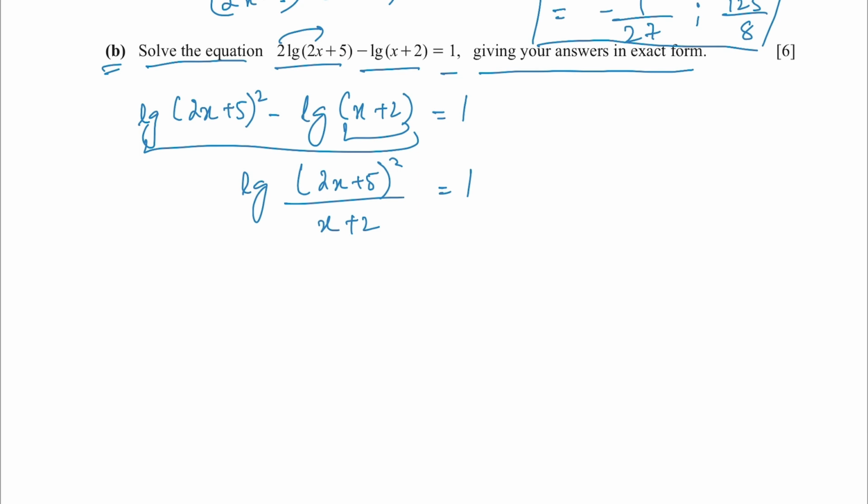Now this lg and 1 can be converted to 10 to the power 1, and this would be (2x + 5) whole squared, and this would be over x + 2.